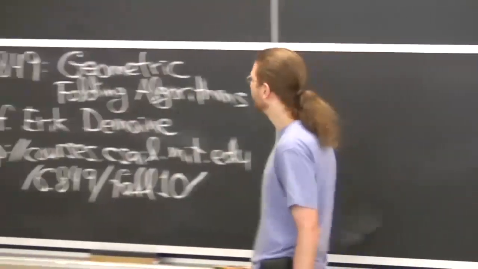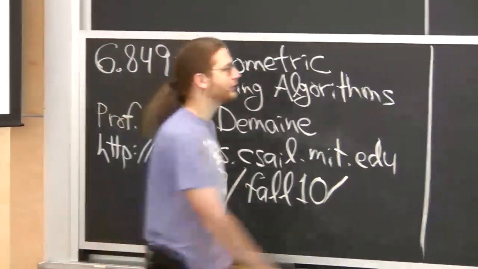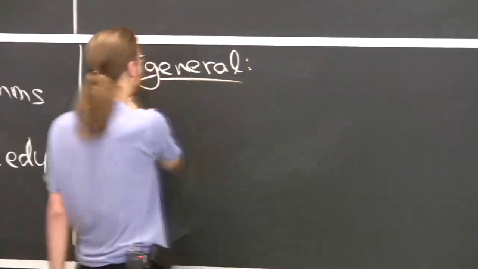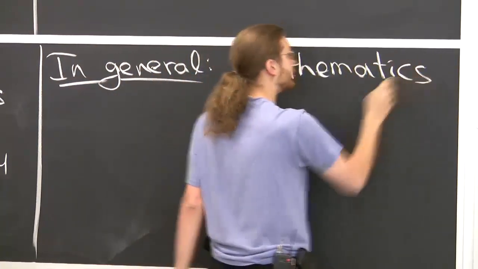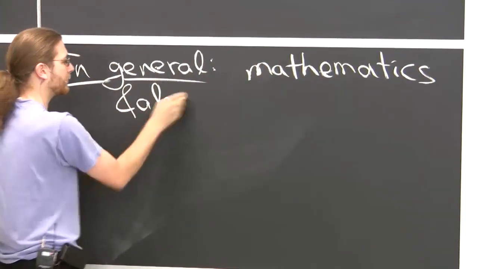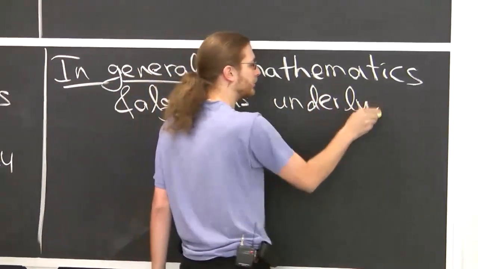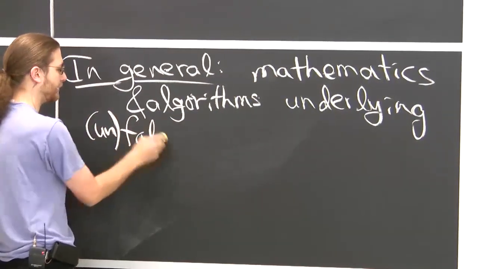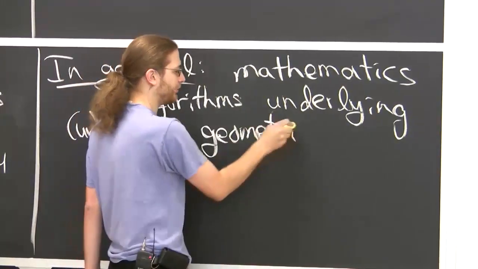So this class is about geometry, it's about folding, it's about algorithms. In general, we are interested in the mathematics and algorithms behind folding things. And also unfolding things, because that turns out to be pretty interesting. And the formal term for things is geometric objects.